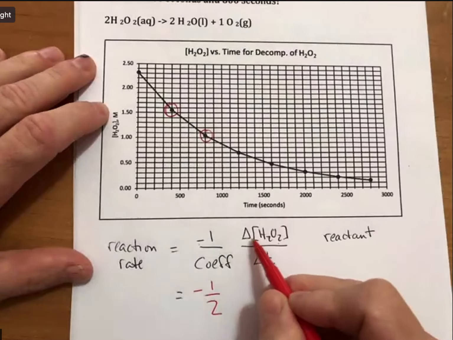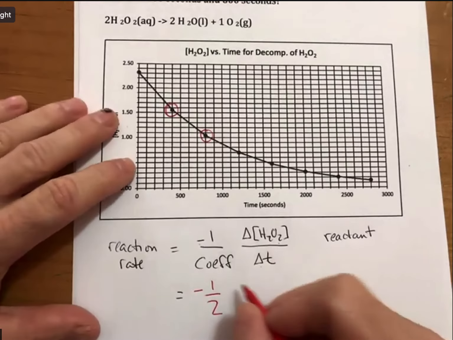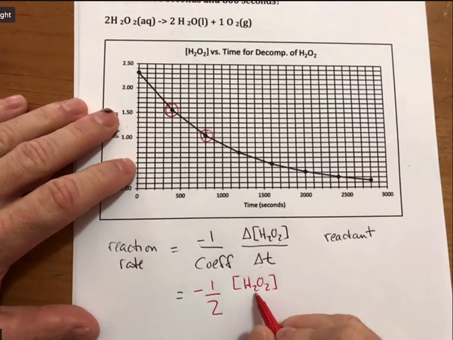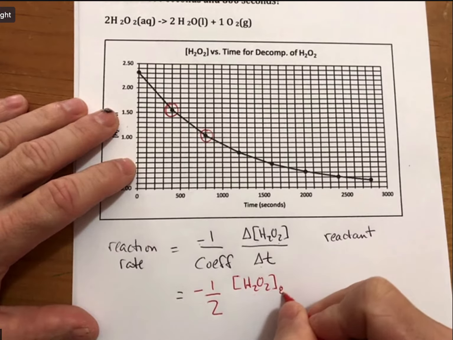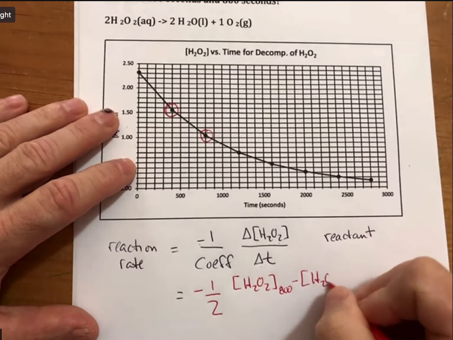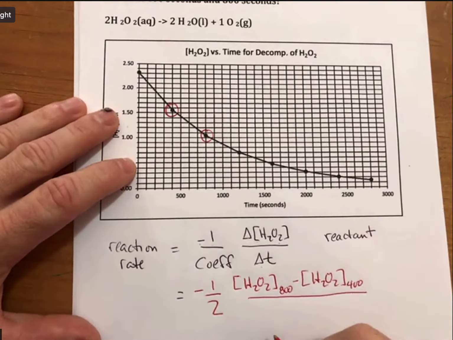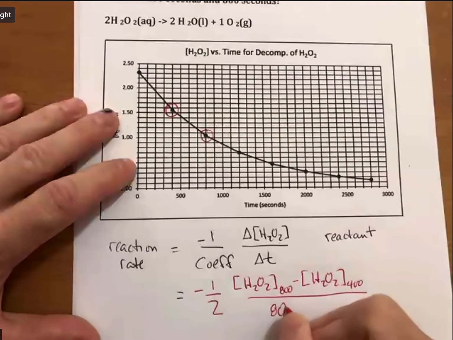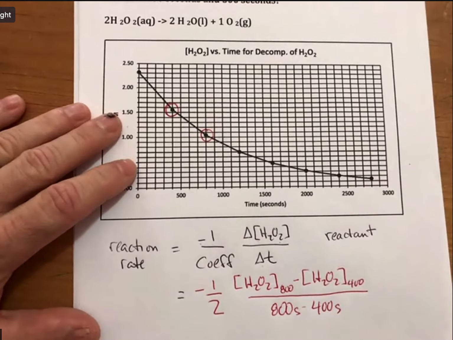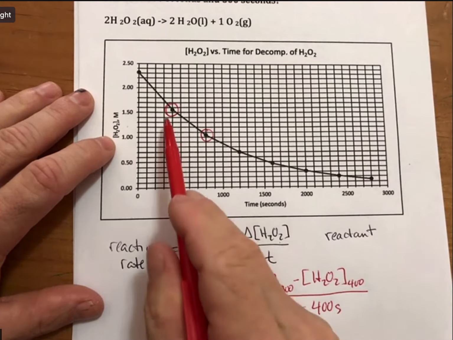Then the change in concentration of peroxide, well, let me go ahead and be very clear about this. I'm going to do the peroxide concentration at 800 seconds minus the peroxide concentration at 400 seconds over 800 seconds minus 400 seconds. So, I have my times, I know, but I don't have my concentration.